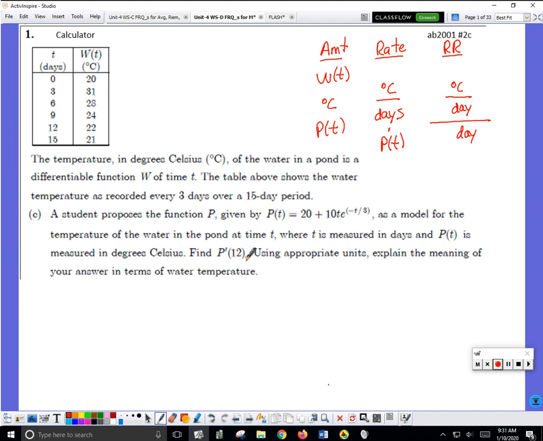Most commonly, each individual part is worth like 1, 2, or 3. It kind of varies. But what you want to do is, reading the problem, if you find something to do, do it. Get those points. Even if you can't do anything else, you want to get all the points you can. So as soon as it says find P prime of 12, I'm stopping. And I'm going to just go find that and stop reading. Just find P prime of 12.